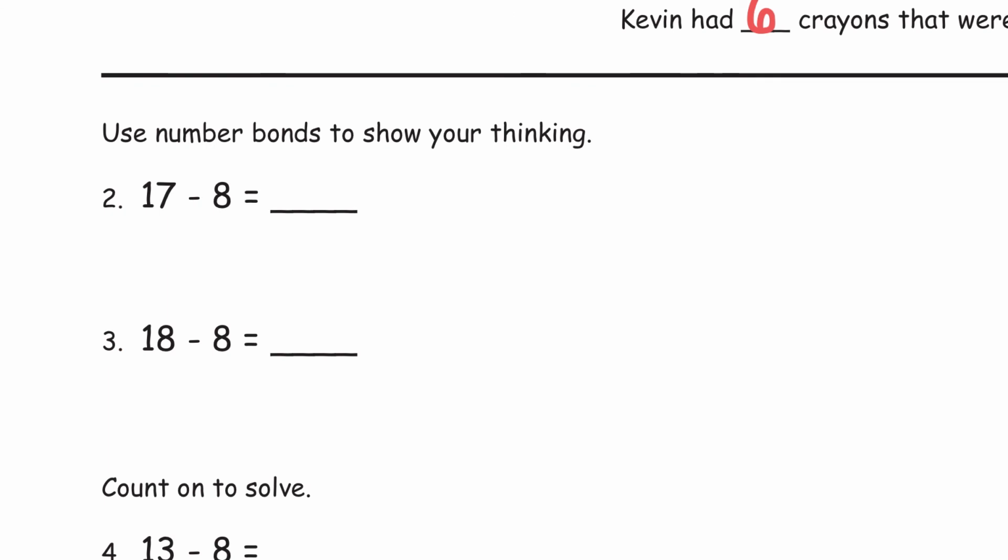So numbers 2 and 3, they say to use number bonds to show your thinking. I'm going to do number 2 with you. You will do number 3 by yourself. So let's take a look at number 2. We're going to make our mini number bond. We're going to take 10 out of it. And the other side of this number bond, if we take 10 out of 17, will be, yep, that's right, 7.